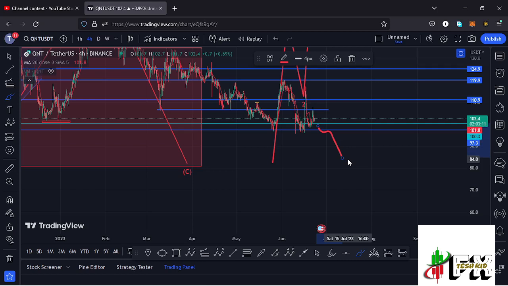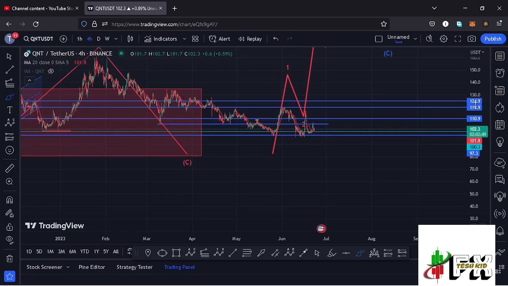And if that move ever plays out, I think that would be another perfect entry to get back into Quant, so that we can ride that massive pump in the formation of that wave 3. And that is not financial advice, so that is another move that we need to have in mind.